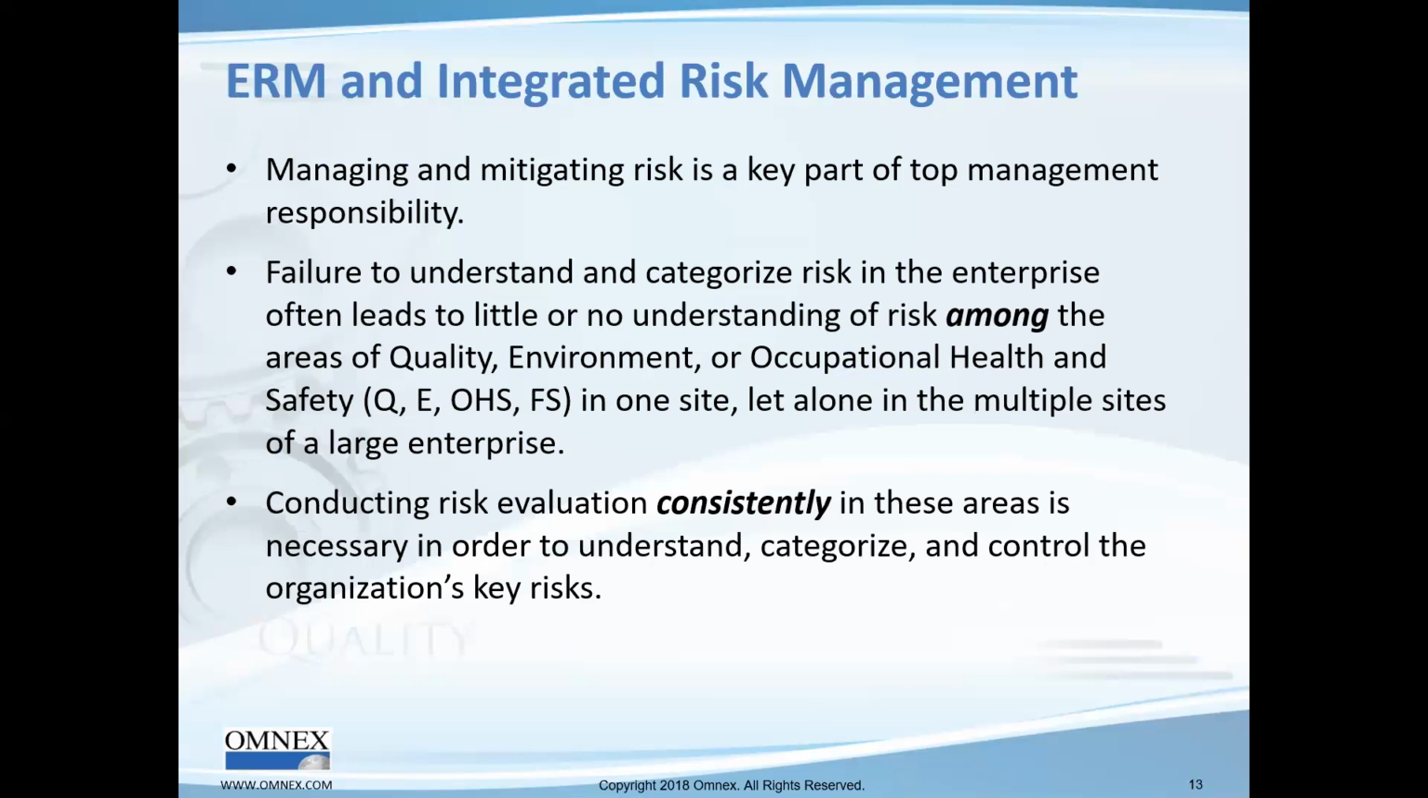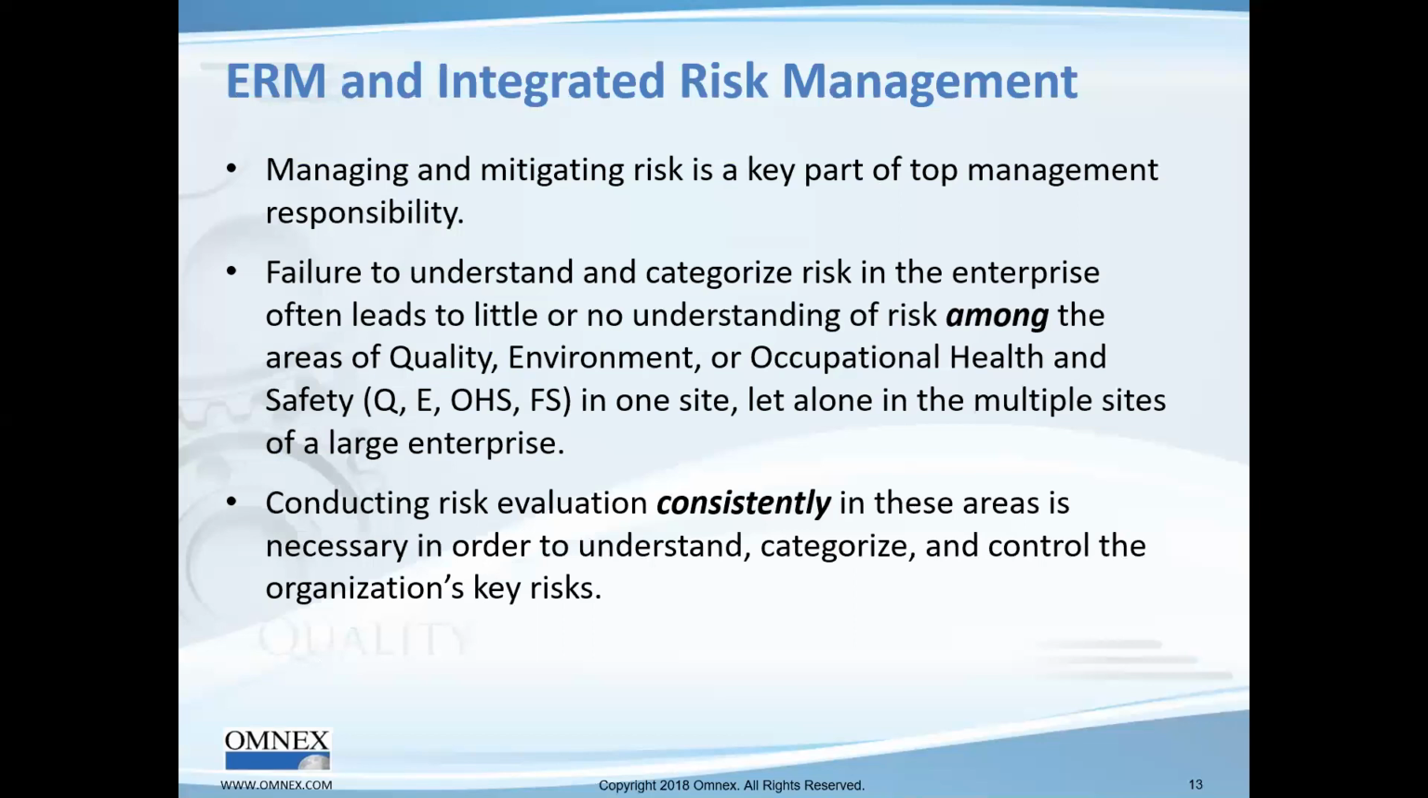Failure to understand or categorize risk in the enterprise often leads to little or no understanding of risk among the different areas in the organization, such as quality, environment, occupational health and safety, functional safety, and food safety, at one site, let alone multiple sites. And so what happens is that chaos happens. Everybody is doing it their own particular way. Conducting risk evaluation consistently in these areas is necessary to understand, categorize, and control the organization's key risk.